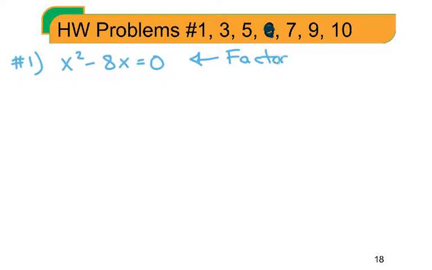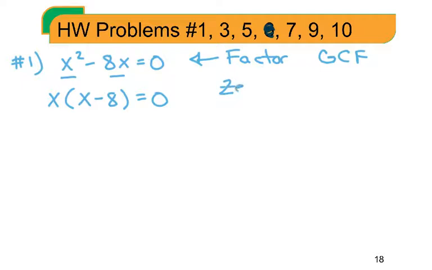And sometimes people forget how to factor when you just have these two terms here. Well, what you do is look for the greatest common factor and pull that out. Both these terms have an x. So we have x times x minus 8 equals 0.